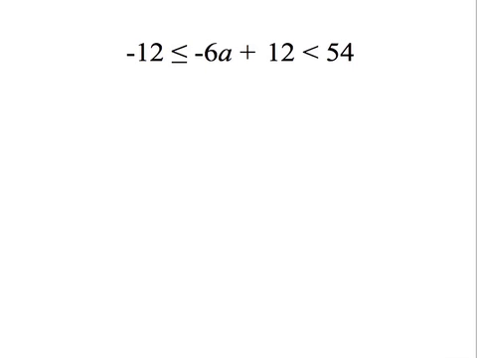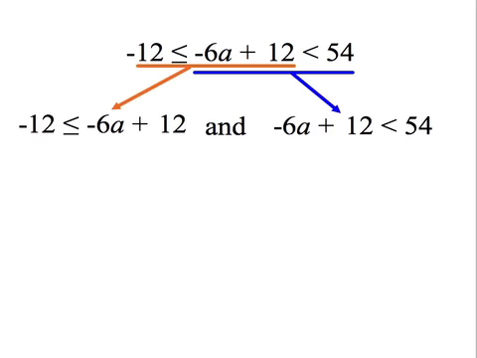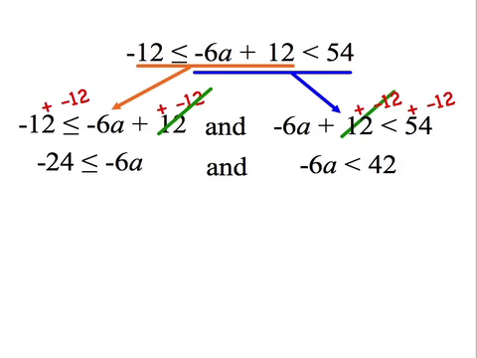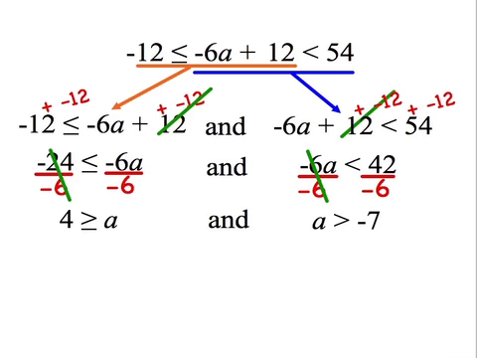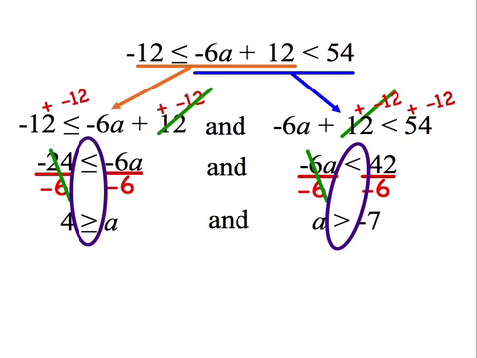Here's another compound inequality. We've changed the 6a in the middle part to negative 6a. We still have to separate it as shown. And now we're going to save some time. We're going to add negative 12 to both sides of both inequalities. And then we're going to divide both inequalities by negative 6 at the same time. And that means we're going to have to reverse the sense of the inequality in both inequalities. So there they are, circled for emphasis.